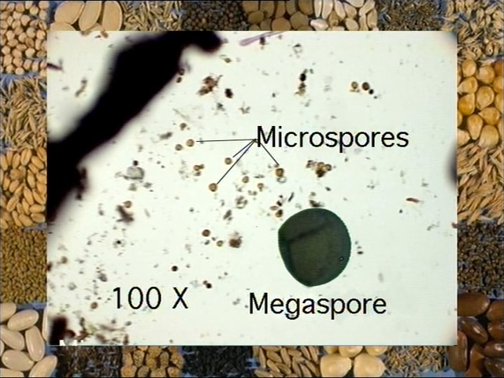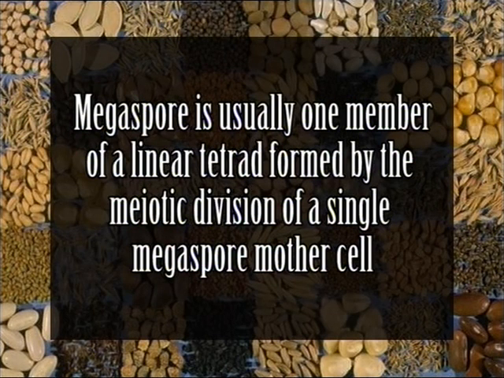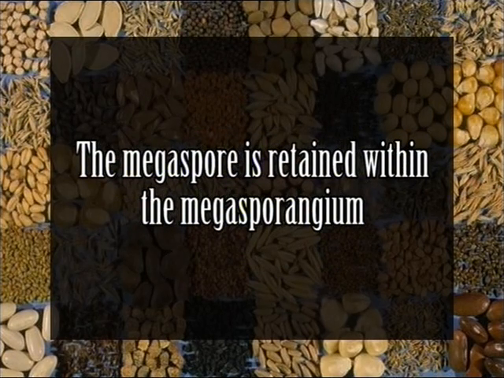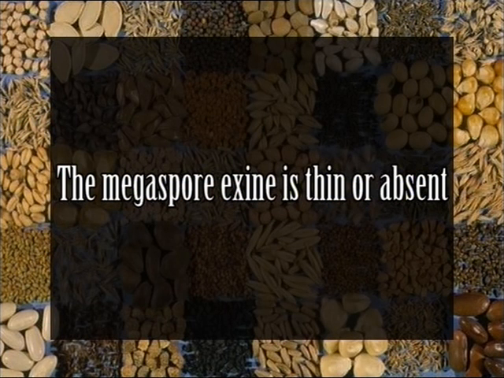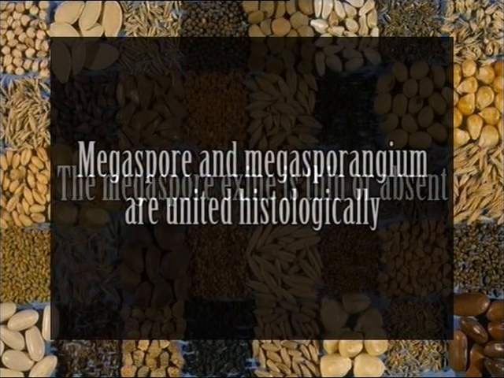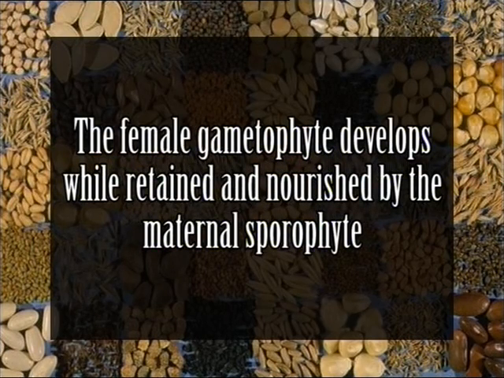Before we proceed ahead, we need to understand the major characters which are typical to the modern seed plants. Some of these include: number 1, the megasporangium, the nucellus, contains a single functional megaspore. Second, the megaspore is usually one member of a linear tetrad formed by the meiotic division of a single megaspore mother cell. Third, the megaspore is retained within the megasporangium. Fourth, the megasporangium is enclosed by a sporophytic structure known as the integument, and the megaspore wall is thin or sometimes even absent. Then also the megaspore and megasporangium are united histologically, and one more important character is that the female gametophyte develops while retained and nourished by the maternal sporophyte, a very important character.